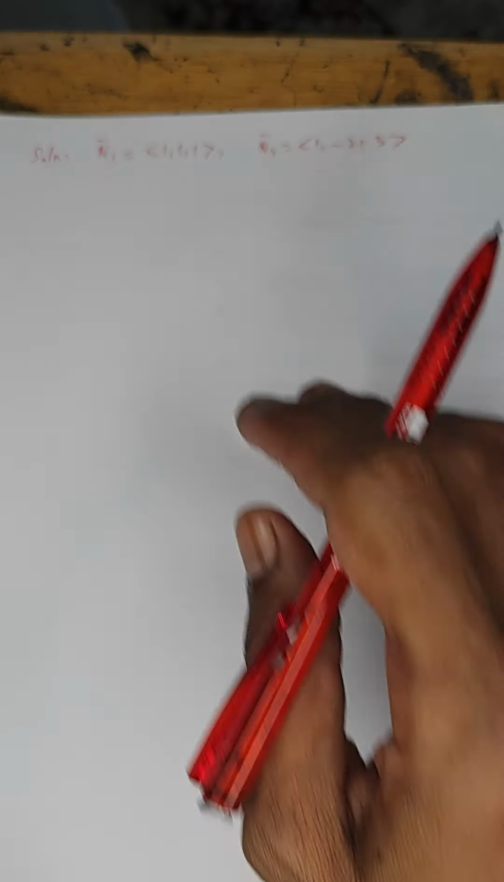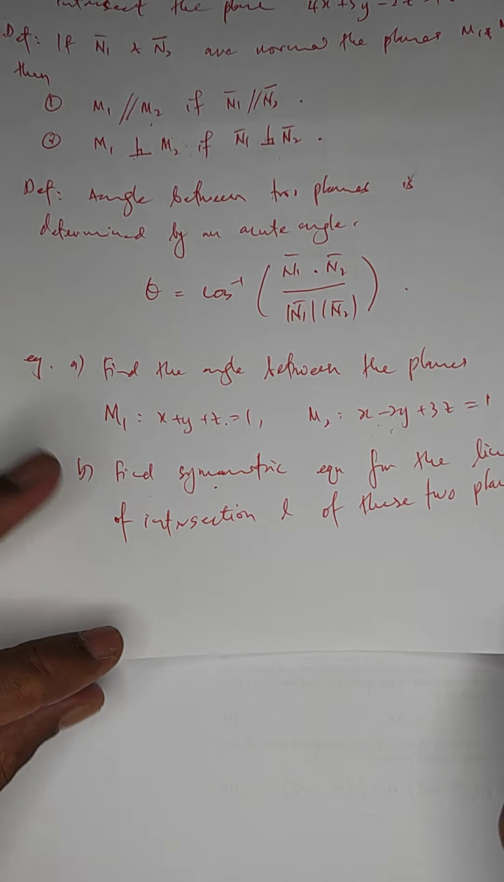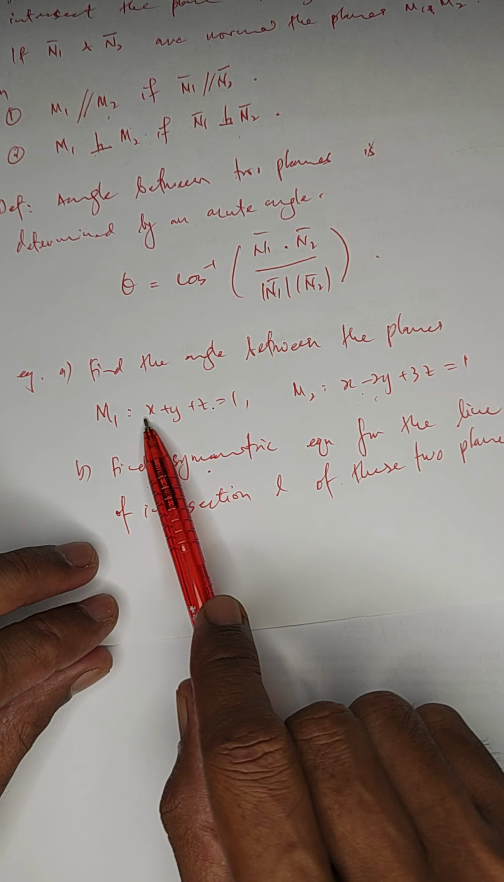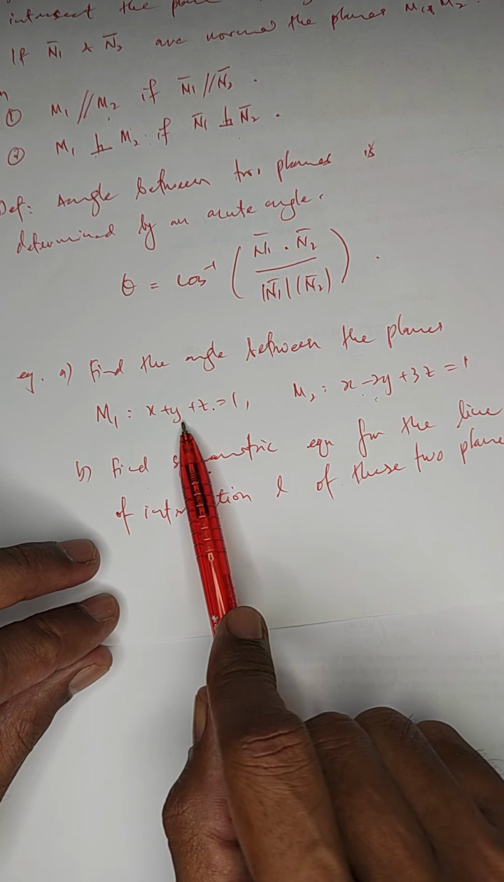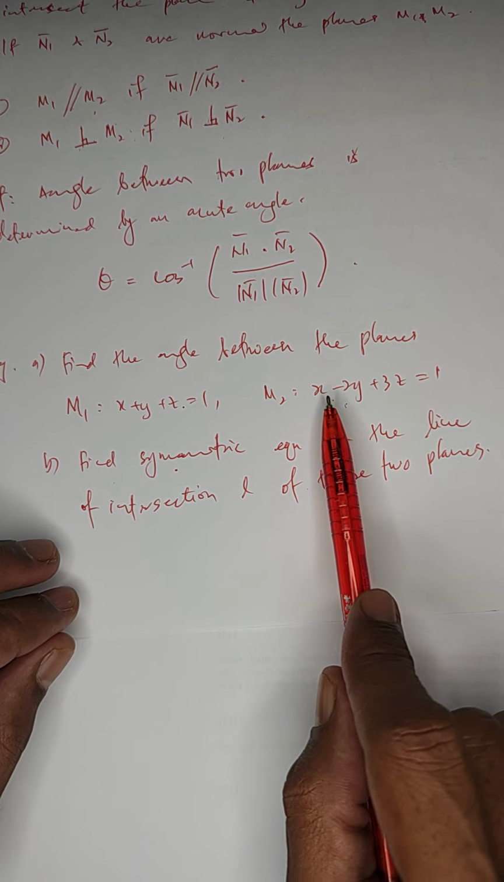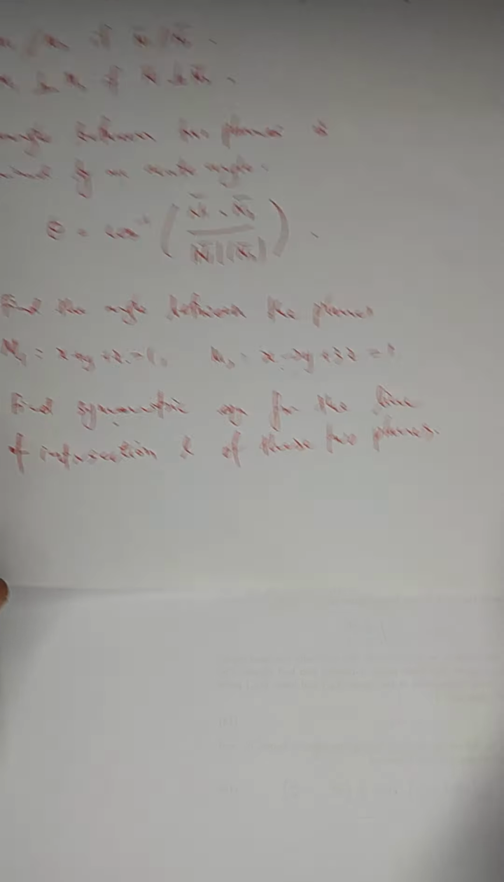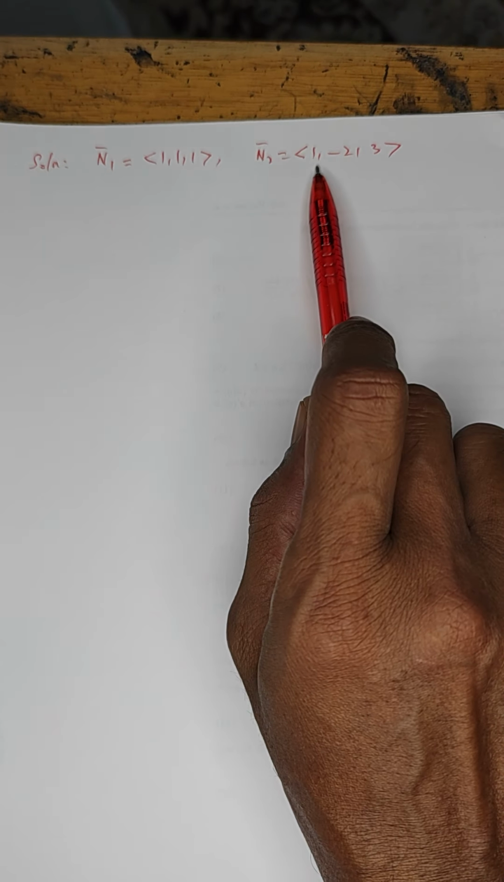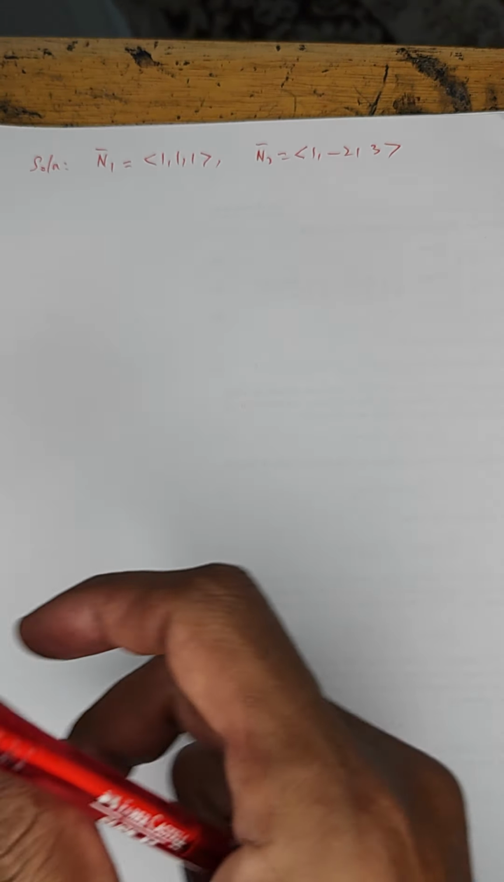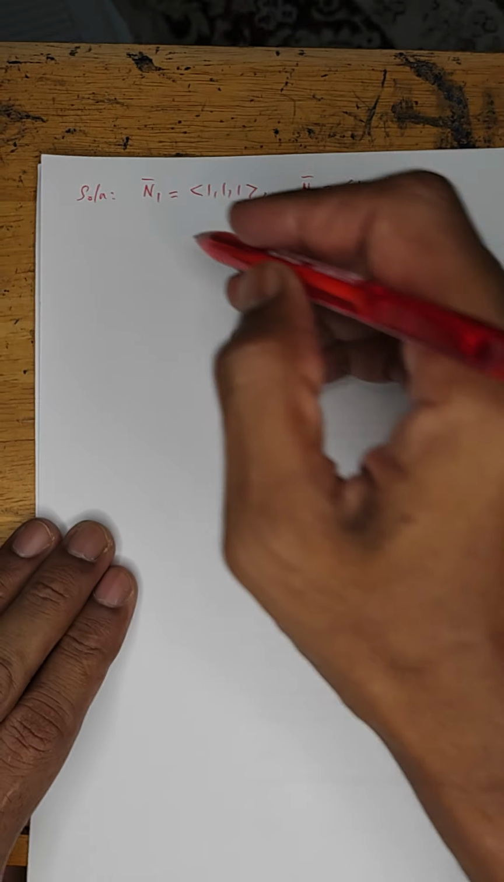From the plane equation, the normal is the coefficients of x, y, z, so we have 1, 1, 1. The other one is 1, minus 2, and 3. So we have (1, 1, 1) and (1, -2, 3). Therefore, to find the angle, just use the formula directly.